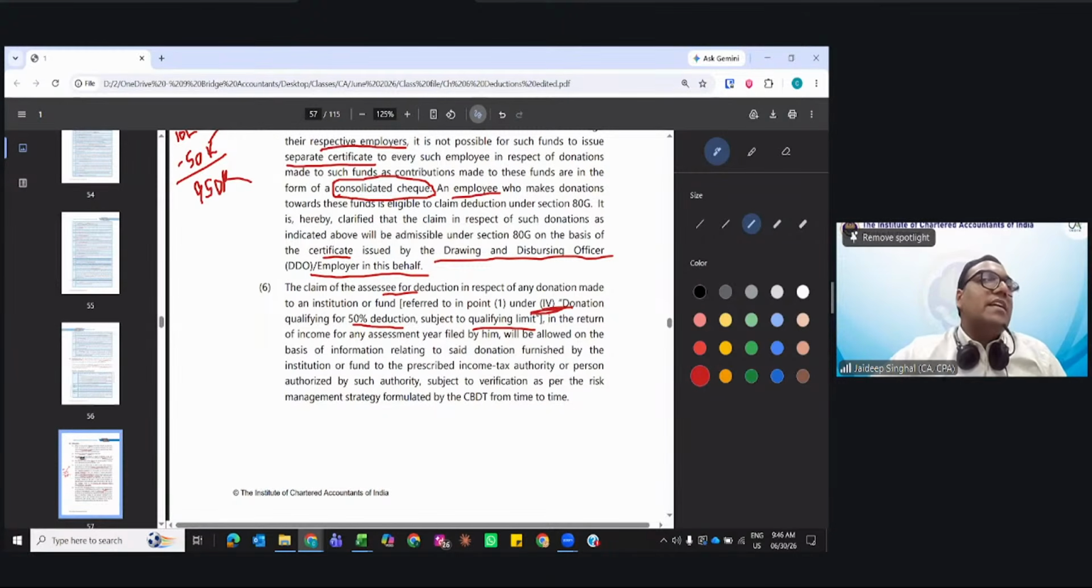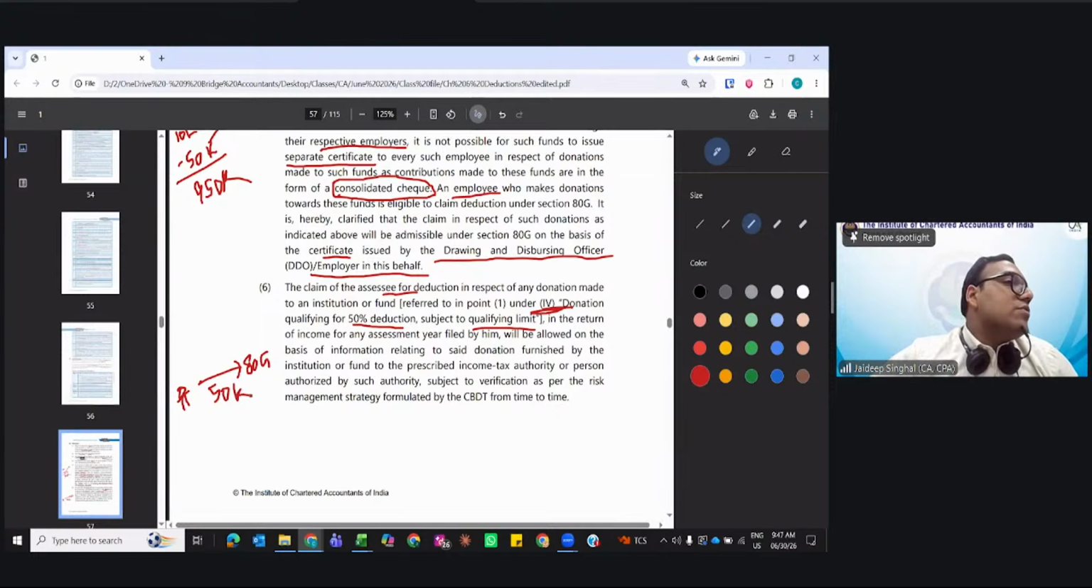Now what happens practically? The employer will certify for everyone, because the employer will issue Form 16 as well. So anyway, they certify for every employee. See what happens is, let's suppose you donate 50,000 rupees to an institution, an 80G institution. The fourth category, you donate 50,000 rupees.